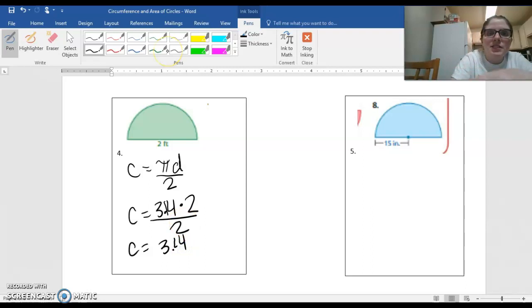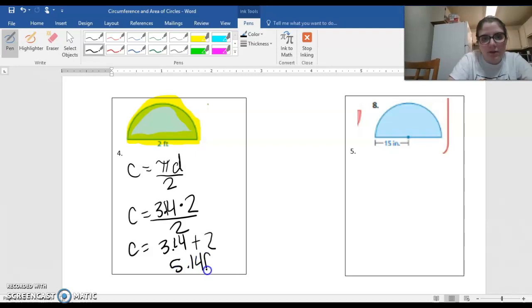Remember, the circumference is the outside of the circle, so that would be this part right here. But that doesn't give you this part right here, so we have to add that on. So we're going to add another 2 feet. Then that's going to give us 5.14 feet.